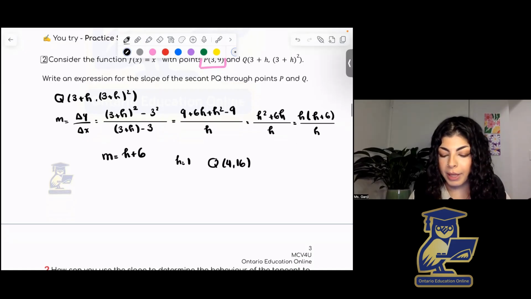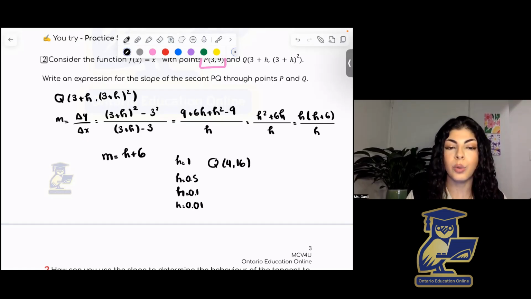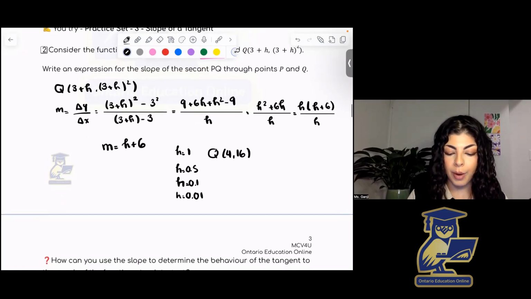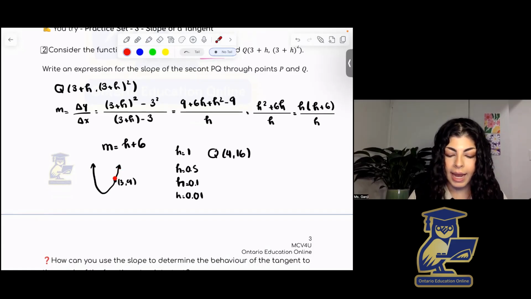But let's say we kept picking Q so that the points are getting closer and closer to 3. So let's say we picked h as 0.5, then we picked h as 0.1, then we picked 0.01, and so forth. So we're decreasing. And here we're approaching along the parabola. So if we have our parabola with point P at 3, 9 there, we're approaching from the right-hand side and decreasing the values. So our x is getting closer to 3 from the right-hand side.